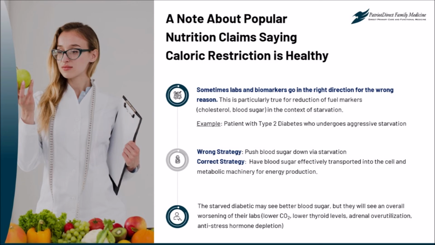No sugar coming into the system. However, this is the wrong strategy. The idea is not simply to have blood sugar go down, but to have blood sugar effectively transported into the cell and into the metabolic machinery for energy production. This is the right way to get blood sugar down.